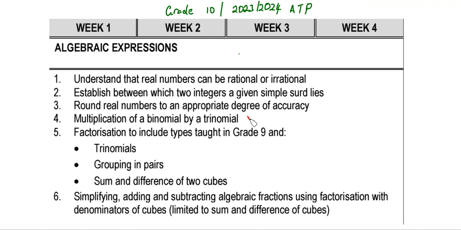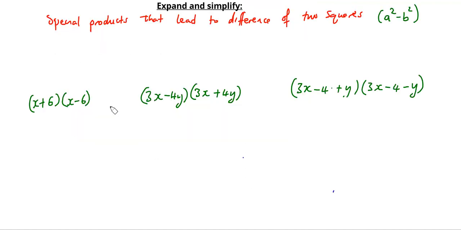We're going to look into our fourth objective. Remember what I've said, we're going to split into two, the multiplication of algebraic expressions, okay? Now, let's look into this and see. So we're going to start with something special, and we're going to apply this until your grade 12. So special products that lead to difference of two squares. So, difference of two squares.